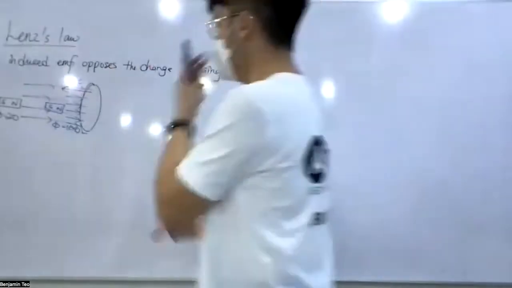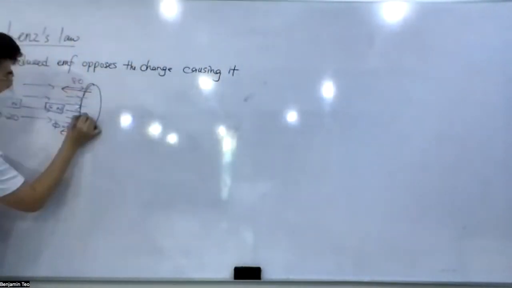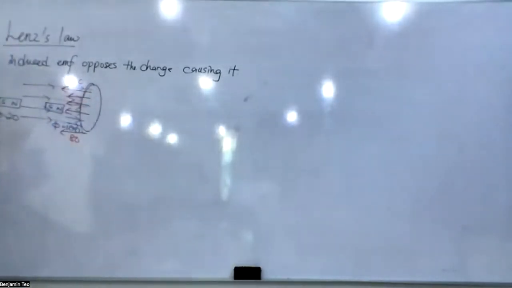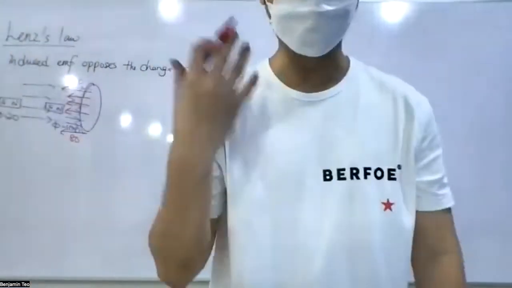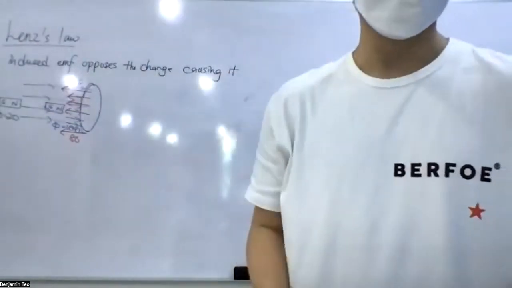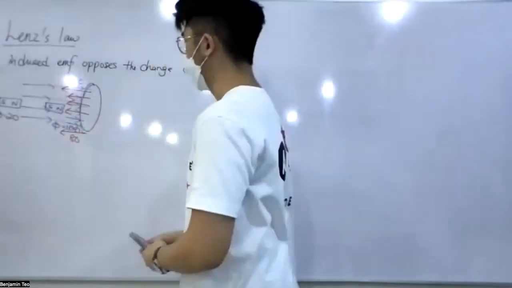Okay, so this coil here, it will create a flux. 80 here, all this, 80. The second I move it close to it, the coil will create the field. It will create by itself. It will create the flux. Because it wants to oppose the change. So 100 minus 80, you get 20.